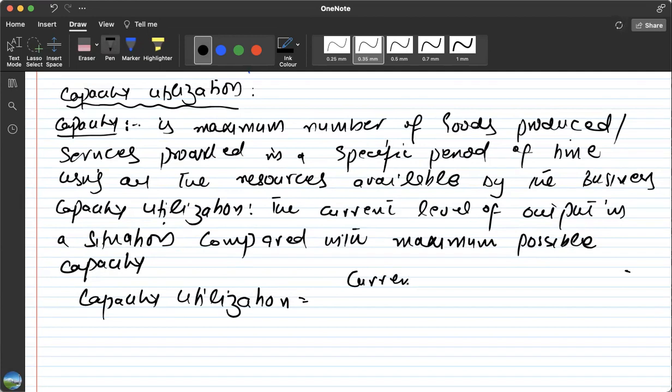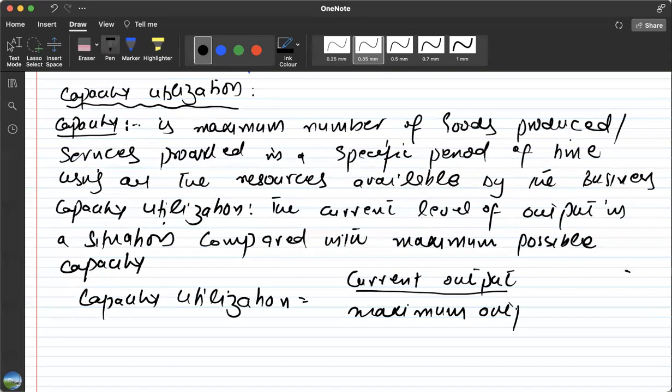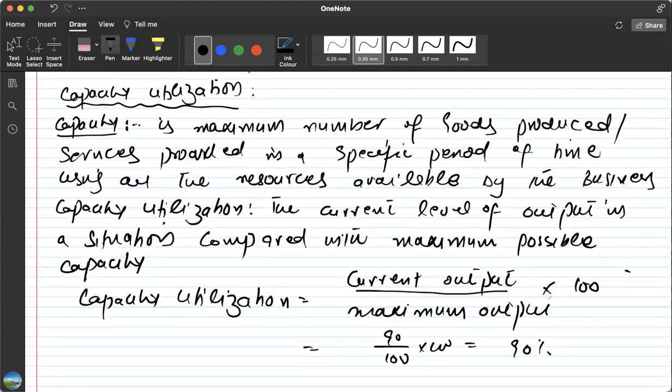current output divided by maximum output, multiplied by 100. So if we are producing 90 units and maximum we can produce 100, so our capacity utilization is 90% right now. In this way we calculate the capacity utilization.